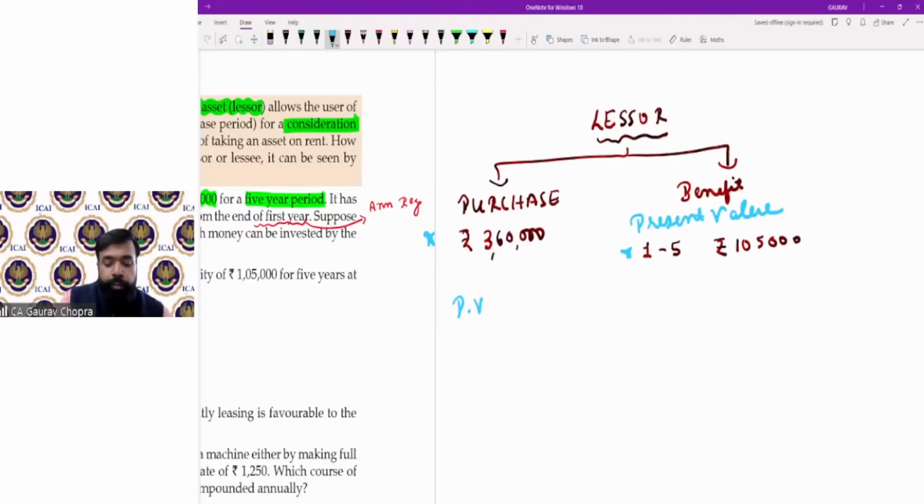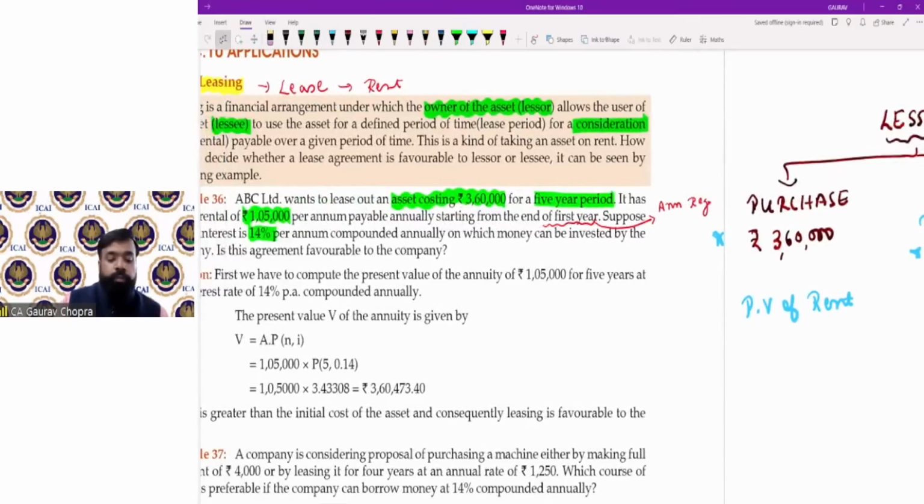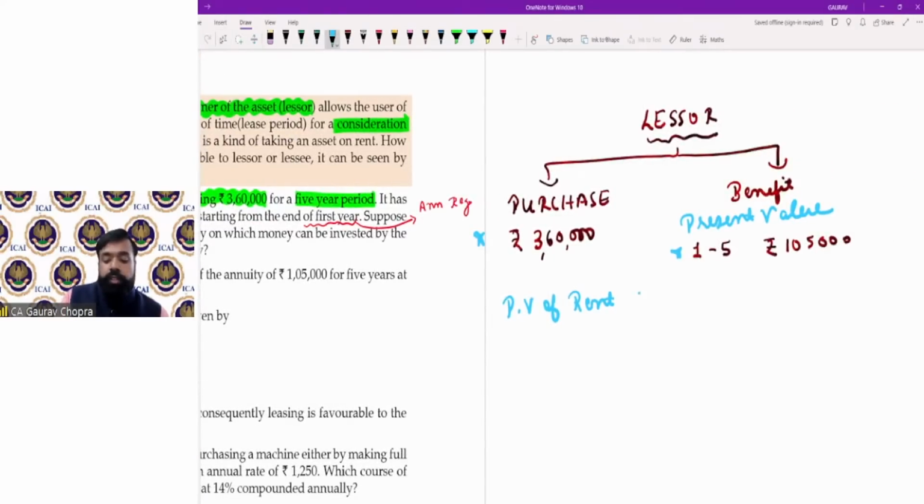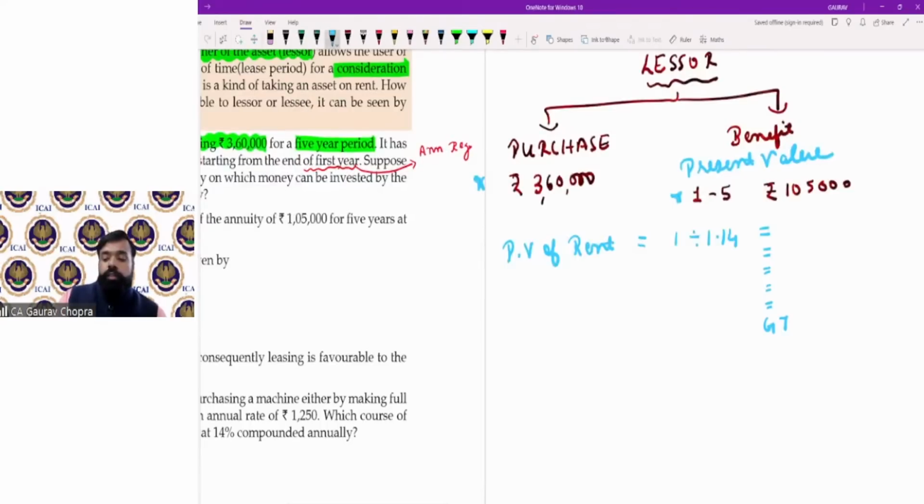So let us calculate present value of rent. So what is the rate? The rate is 14% and time is 5 years. So 1 divided by 1.14, same method, same formula. Time 5 years है, press equal to for 5 times. Then what is the next step? GT. And after GT, multiply by 1,05,000. Okay. So let's do this on the calculator.